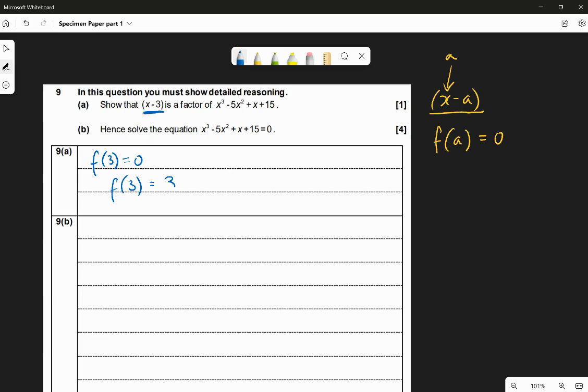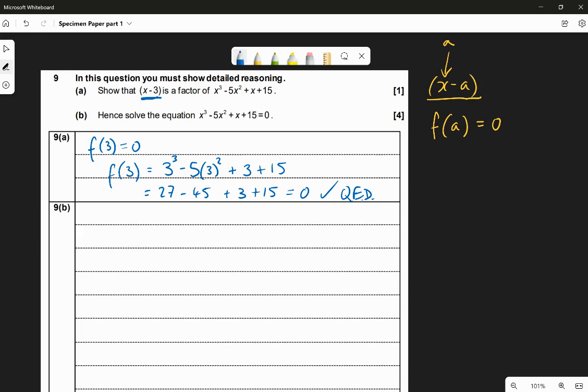So that's 3 cubed minus 5 times 3 squared plus 3 plus 15. So 27 minus 5 lots of 9s, minus 45, plus 3 plus 15. And that does indeed equal 0. Hooray! QED, quod erat demonstrandum, which was what was wanted. I am done. Okay. Part B, hence solve the cubic equation.